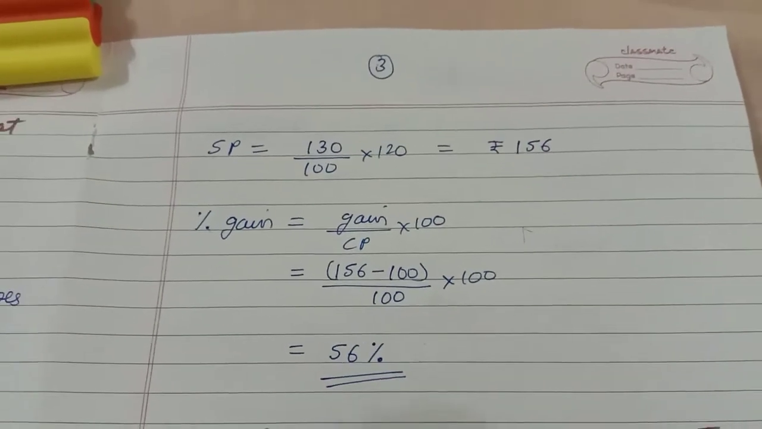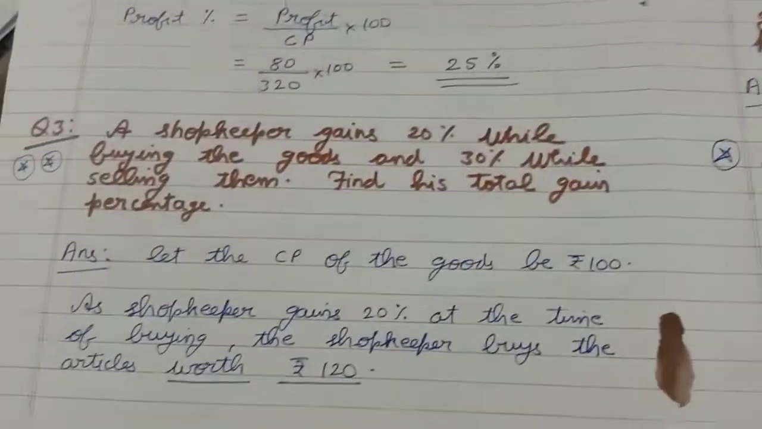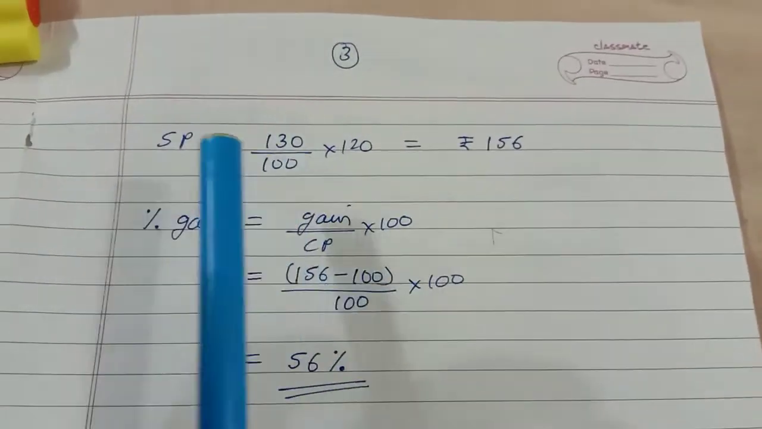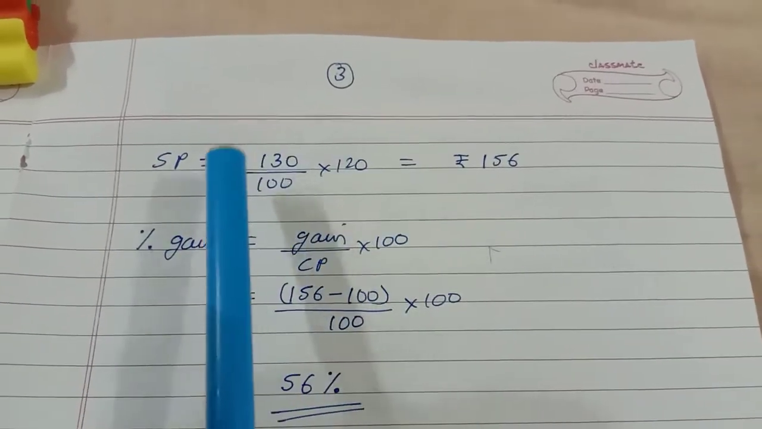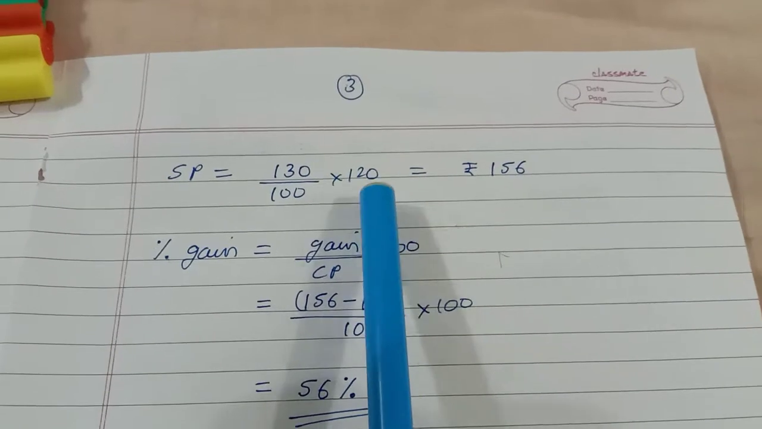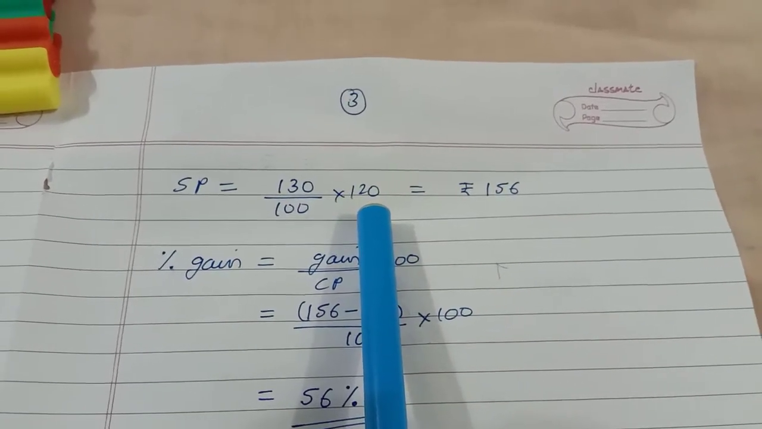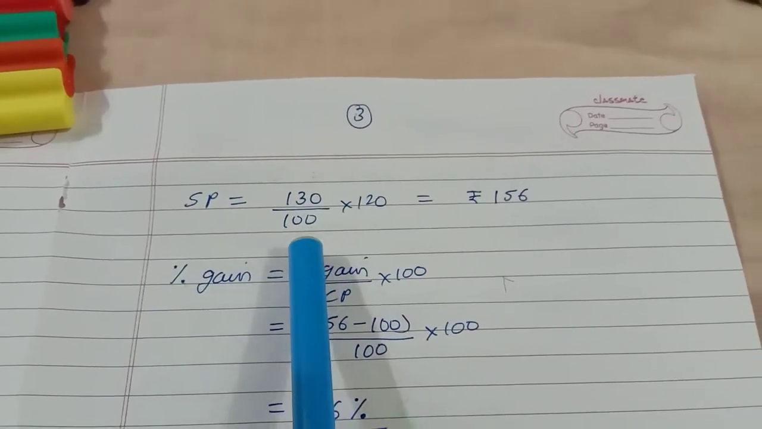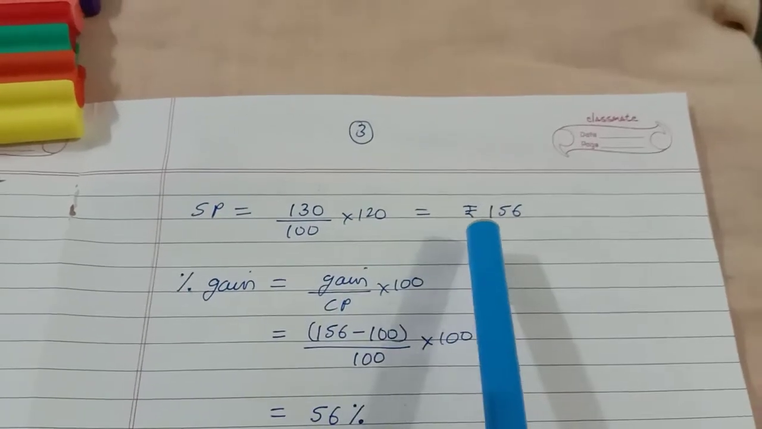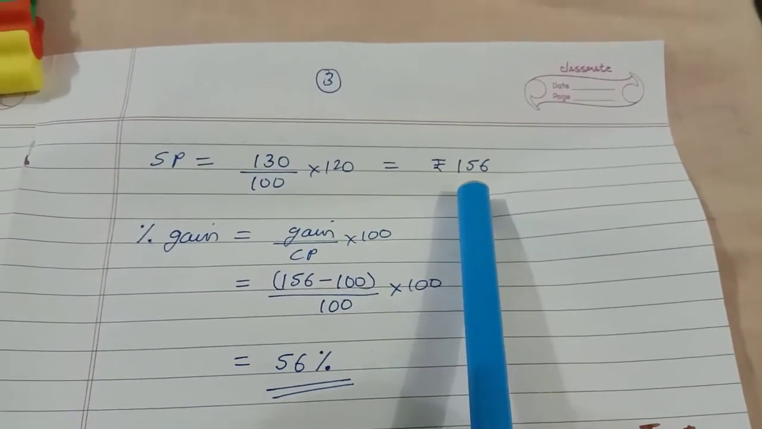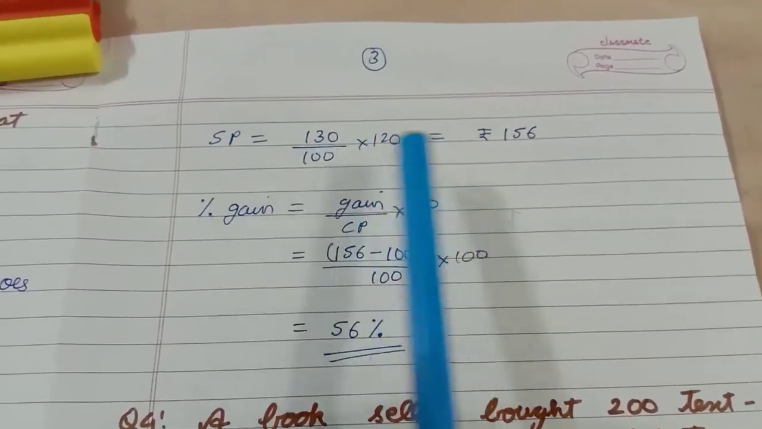Now the selling price: he said in our problem that he earns 30% while selling. See, now we have to calculate the selling price. If you recollect, a couple of minutes back we used this. 120 rupees is the original price, and he earns 30% on it. So the selling price will be 130 upon 100 into 120. So his selling price is rupees 156. Is it clear? Now the selling price is 156.